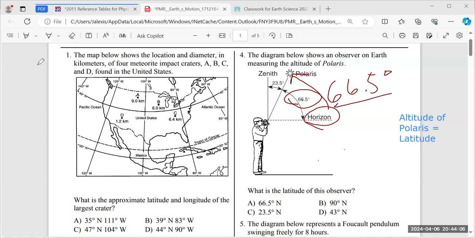So what is my latitude? Because I can only see Polaris at and above the equator. My latitude is 66.5 degrees north. That is my latitude. All right, remember latitude would include the degrees north. Altitude of Polaris would just be degrees, which would be choice A.